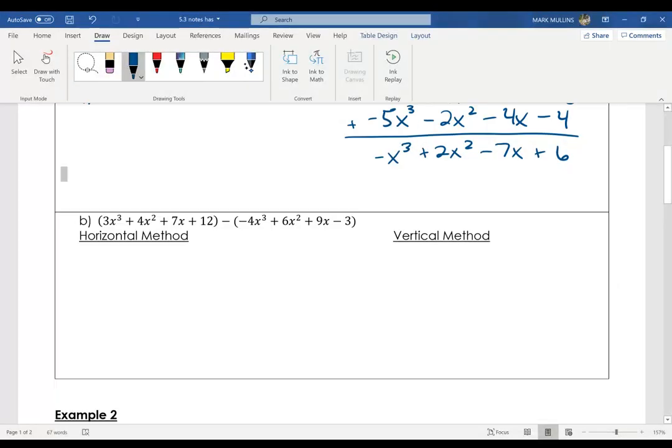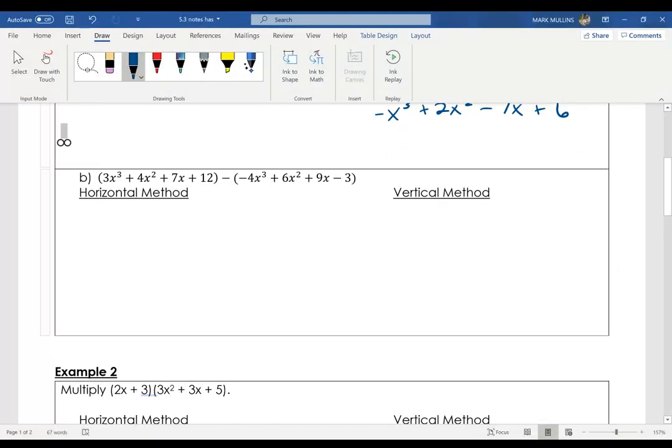We're going to show the horizontal method again on a subtraction problem. So for the subtraction problem, I'm going to actually write it out because I need to distribute that minus sign to my second set of parentheses. So I never actually subtract. I always change it to adding the opposite. So I'll have a plus 4x cubed and a minus 6x squared minus 9x and a plus 3.